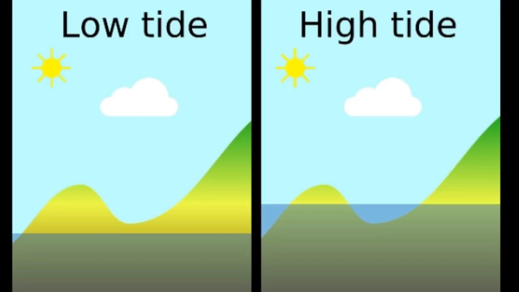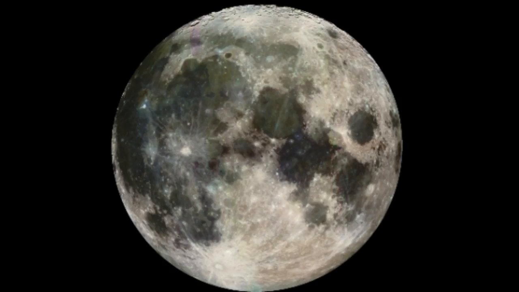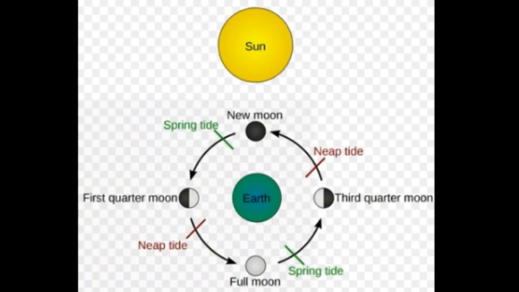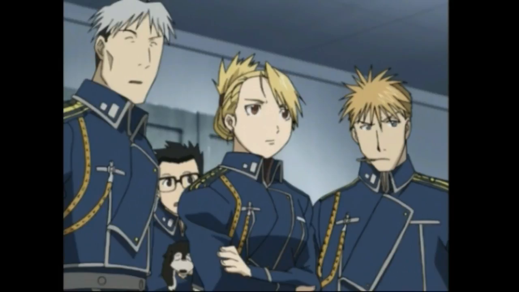By now you've learned that tides are the rising and lowering of the sea periodically through the day. You've also learned that tides are caused by the gravitational pull of the moon. You learned about high and low tides, spring and neap tides, and now you can go tell your parents what you have learned.